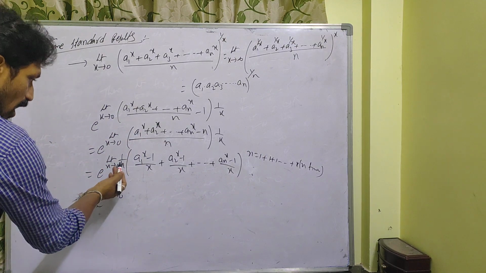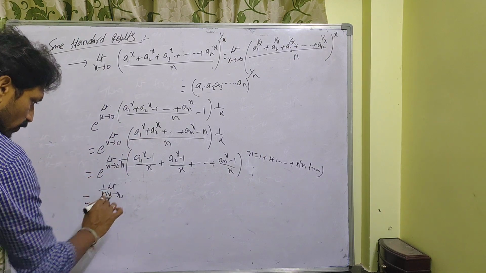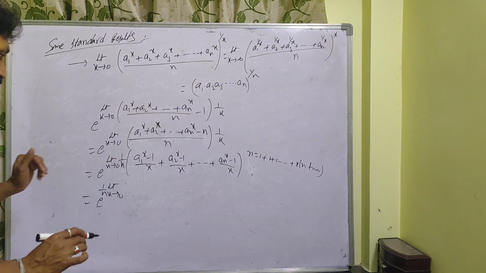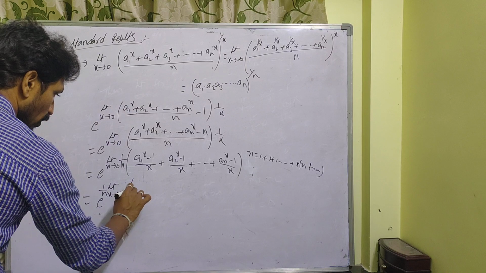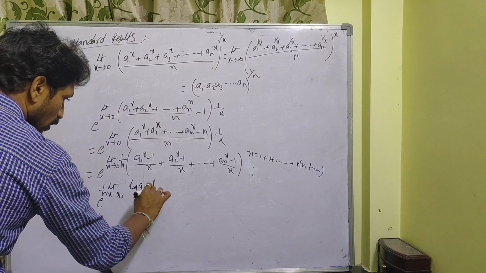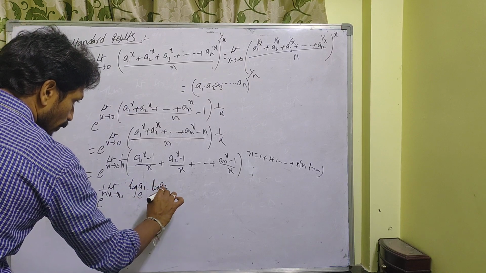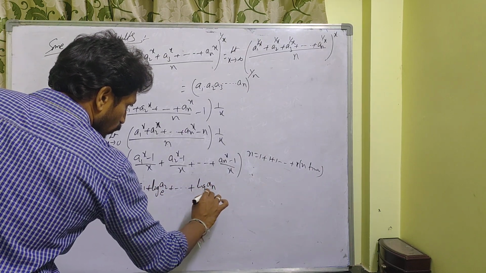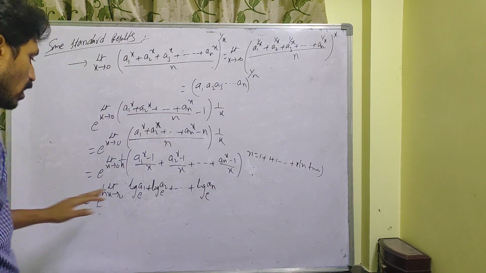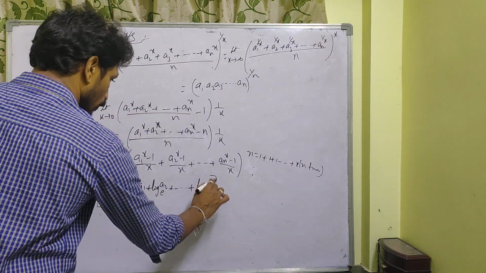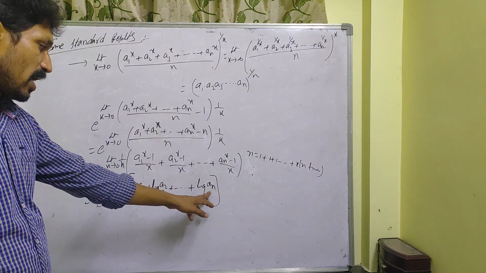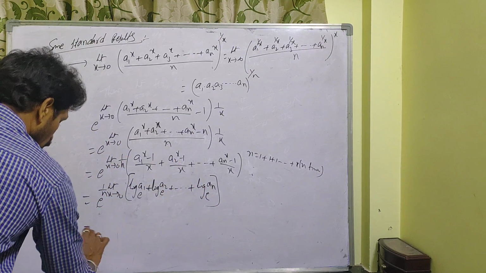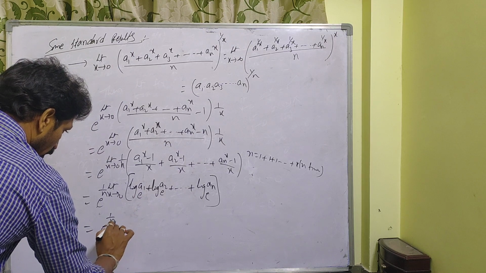Apply that formula and write the 1 by n outside. This is 1 by n, because as x tends to 0, n is the constant, so you can write it outside. So this is nothing but log a1 to the base e, log a2 to the base e, plus and so on, plus log an to the base e. So log a plus log b plus log c and so on. Log an is nothing but log of a1 into a2 into and so on, an. This is nothing but e power 1 by n into.